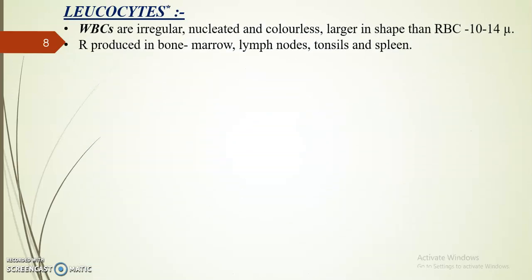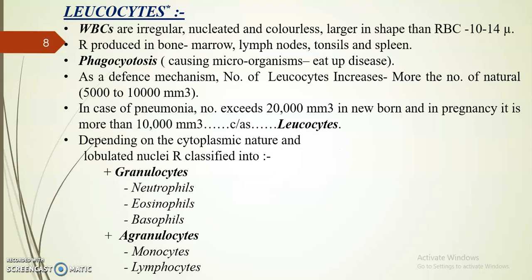Leukocytes. Leukocytes are nothing but the WBCs. WBCs are white blood corpuscles. WBCs are irregular, nucleated, colorless, and larger in size than RBC. They are 10 to 14 micron. They are produced in bone marrow, lymph nodes, tonsils and spleen. By phagocytosis, disease-causing microorganisms are eaten. They act as a defense mechanism. As the number of leukocytes increases, the number of natural cells also increases. The count is 20,000 in newborn, and in pregnancy it is 10,000.